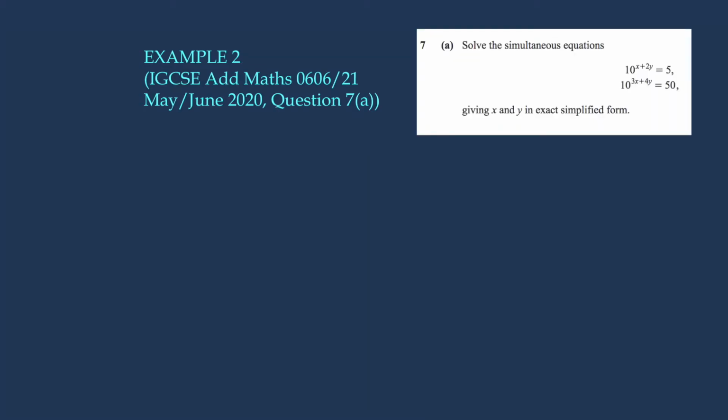Now, let's look at another example. This one is from CIE IGCSE Add Maths 0606/21 from May-June 2020, question 7a. Solve the simultaneous equations 10 raised to x plus 2y equals 5 and 10 raised to 3x plus 4y equals 50. We will refer to these as equations 1 and 2 respectively.